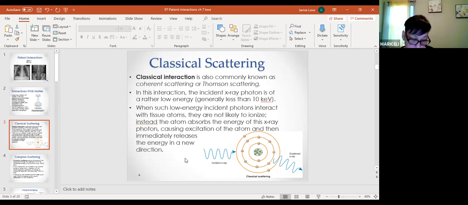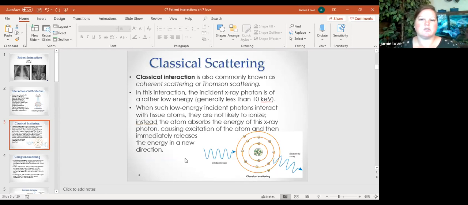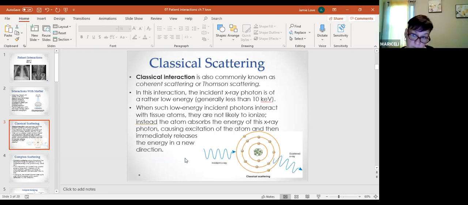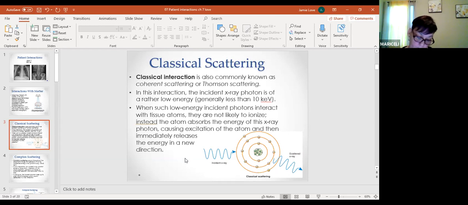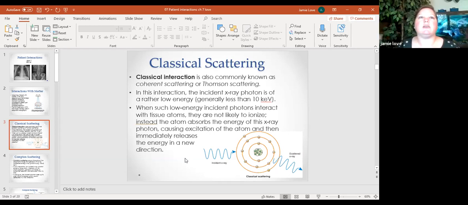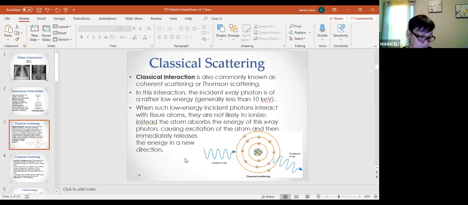So if they come out of the tube, they're not going to ionize because they're too low of an energy to interrupt or knock out one of those electron shells. So remember, ionization is an adding or removal of an electron. So classical doesn't do ionization, but they're just going to absorb and cause excitation of the atom and go off in a new direction. We don't get any useful information out of these. They'll just be absorbed in the patient.